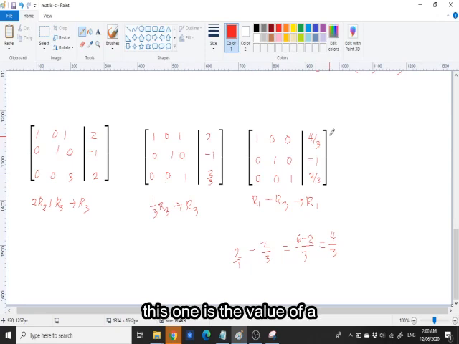Therefore, 1 is the value of A, 4/3, B is negative 1, C is 2/3, and of course you've already solved that D equals 1. These are the coefficients of the cubic function.